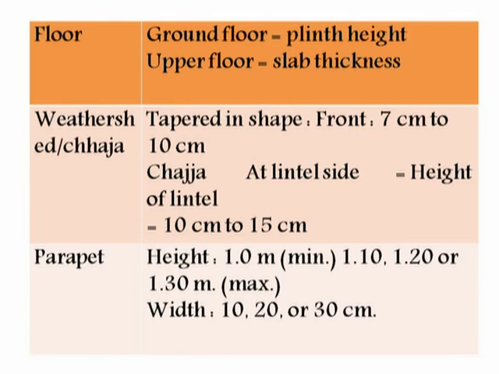Next, the dimensions of the floor. The ground floor will be provided at the height of the plinth and upper floor having a slab thickness of 10 to 18 centimeter that we have just seen. The weather shed or the chhaja. The chhajas are provided in a tapered shape or a trapezoidal shape. At the end of the front there is 7 centimeter and when it is at the side of the wall it is 10 centimeter, that is the thickness of the lintel. Chhaja at the lintel side will be the height of the lintel, that is equal to 10 to 15 centimeter.